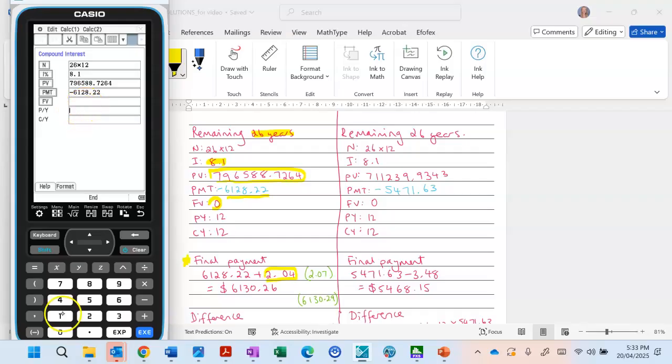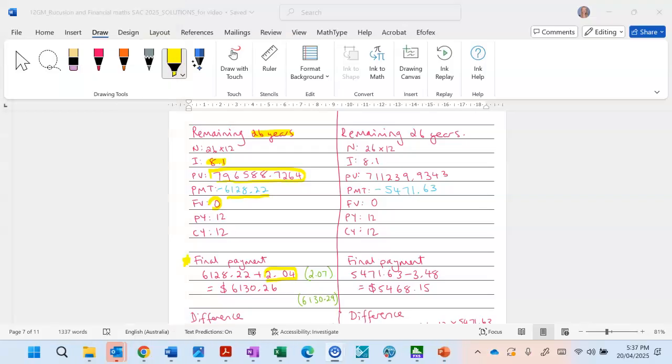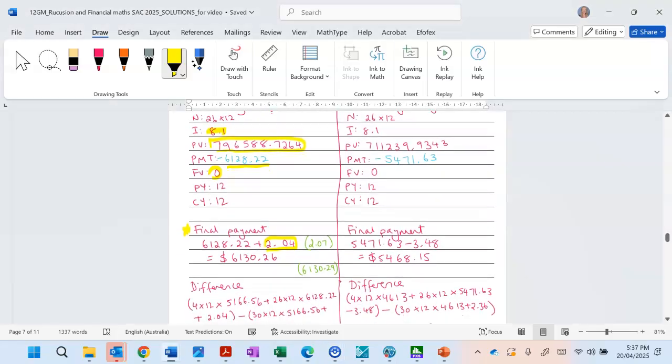Our future value is 0 here because I was calculating the payment. Now I'm calculating the final payment, so I'm just putting 12 and 12. If I go to future value, you see that it's negative, that means it's still owing $2.04. So you get to the very end of your loan, your final month, and the bank says, you know, you've got to pay your usual payment of $6,128.22, but an extra $2.04.